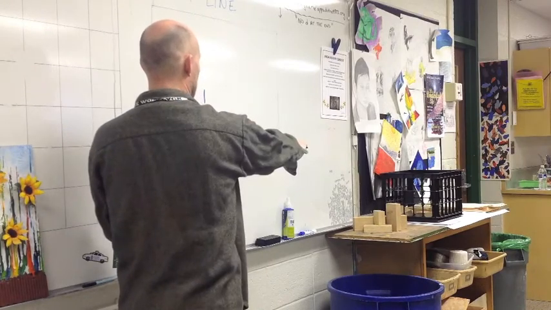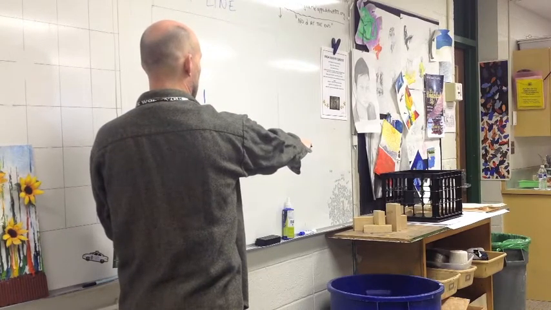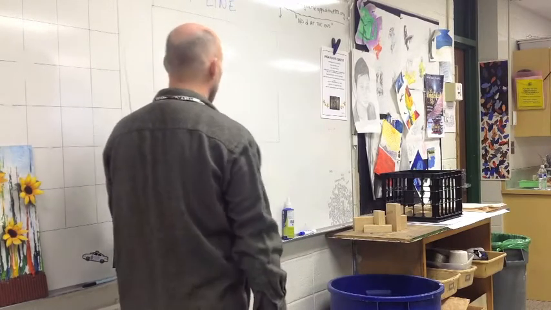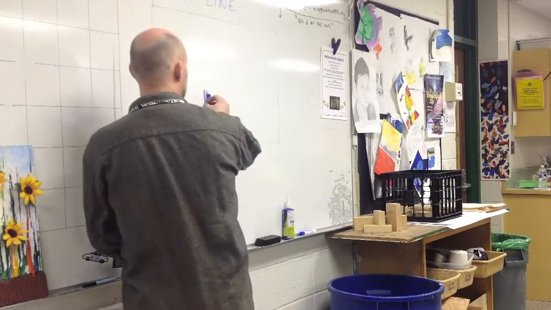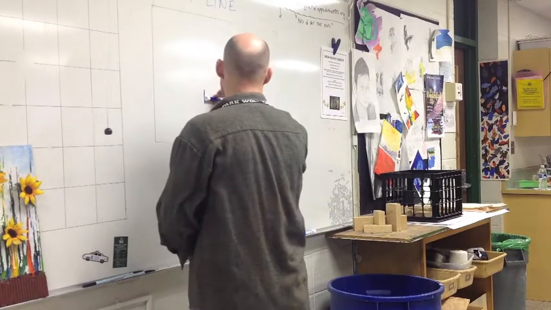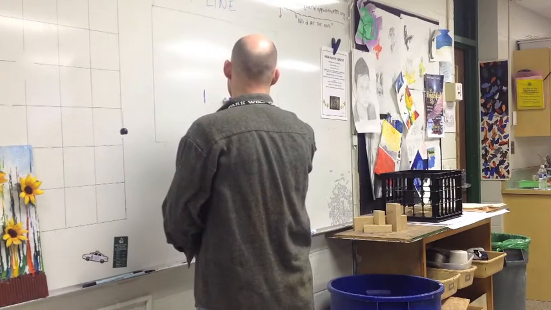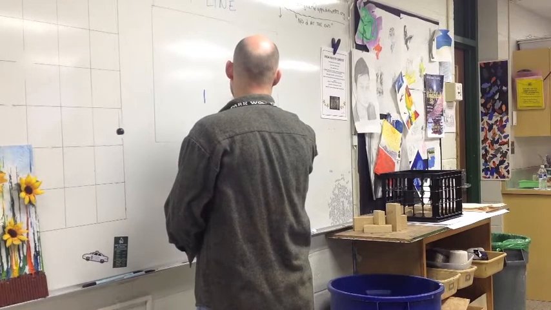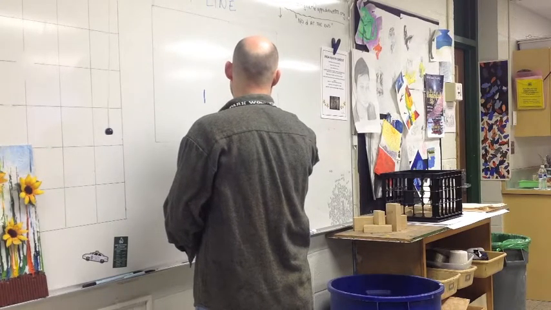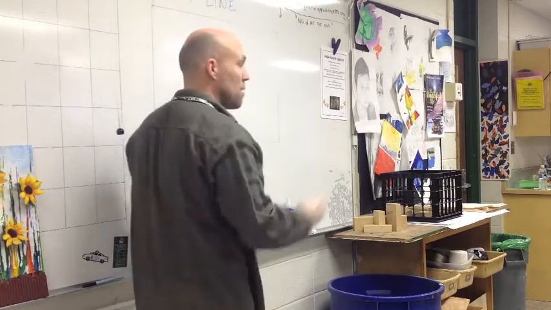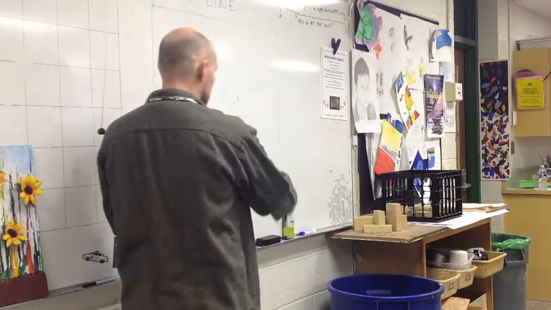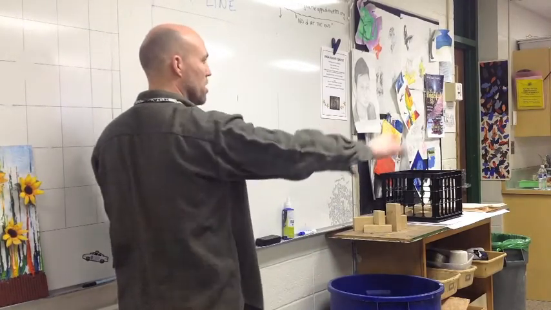1, 2, 3, 4. About 4 over. So I'm going to take this line, and I'm going to go over 1, 2, 3, 4, and I'm going to say that the line's going to be over here somewhere. That's where we're going to stop. But I'm going to find the dot to it. So what I'm going to do is I'm going to go over and I'm going to measure it and I'm going to look at it.